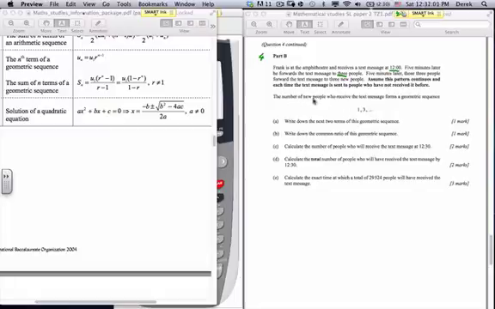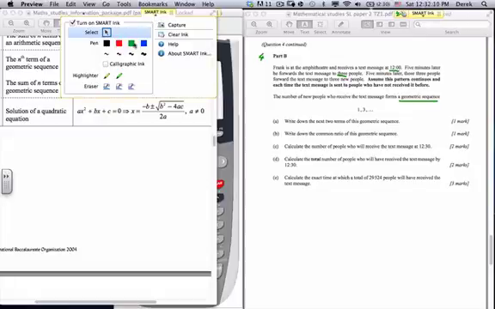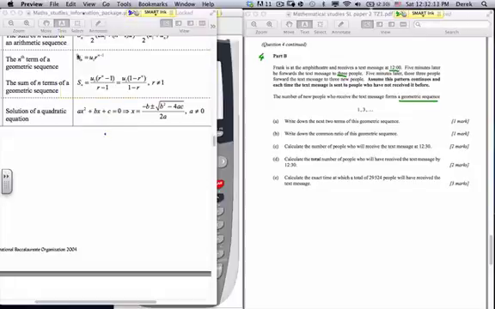So the number of new people who receive the text message form a geometric sequence. And we have the start of it here. These are the formulas that we use for geometric sequences. This over here is to find the nth term. So for instance, if this is 1, 3, the next one would be 9, 27.